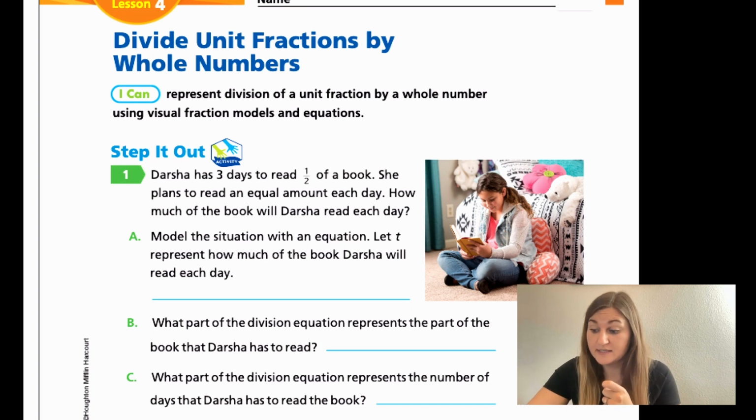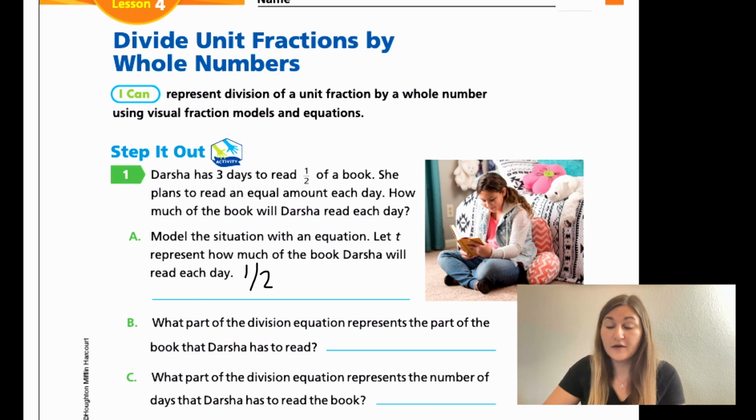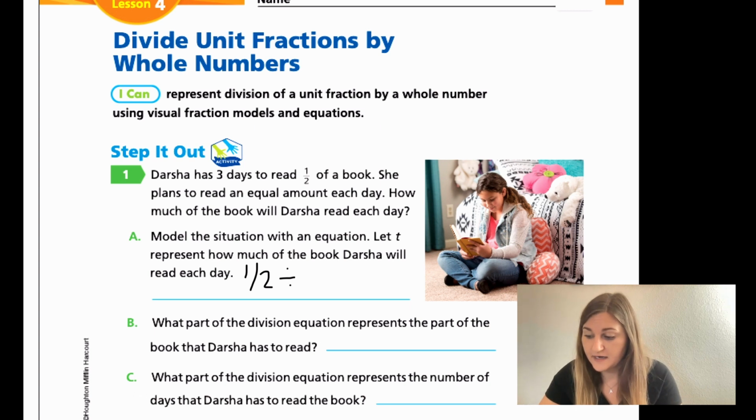Because look at the question. It says, how much of the book will Darsha read each day? So it's the book that I'm dividing. So whatever the number with the book is related to, that's the number that comes first. That's my half. So my half comes first. My half of the book is being divided into 3 sections so I know how much to read each day. That's my divisor. So my half is being divided into 3, and then it said put it equal to T.